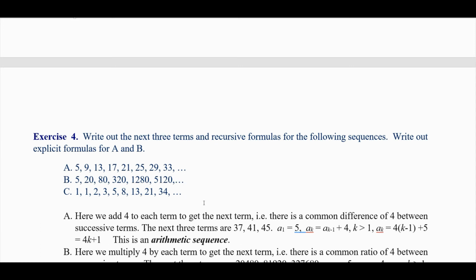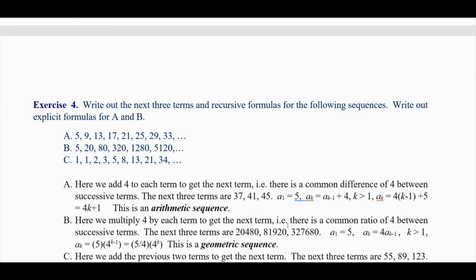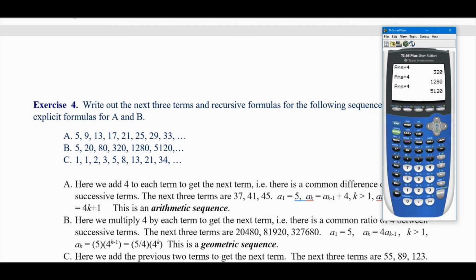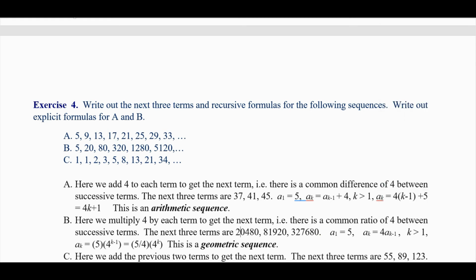Okay. And let's see. To get the next terms, I can just continue on with my calculator. Let's see if I got them right here. Just keep hitting enter. It'll keep multiplying the answer by 4. Yes, that's correct. And then that one, that's correct. And that's correct. So these are correct. The next few terms, that's the correct thing.